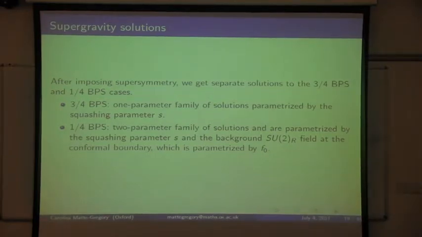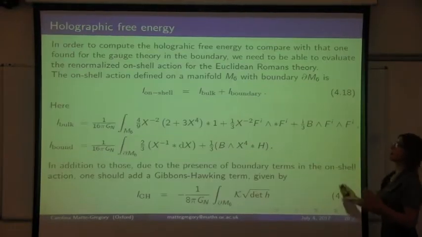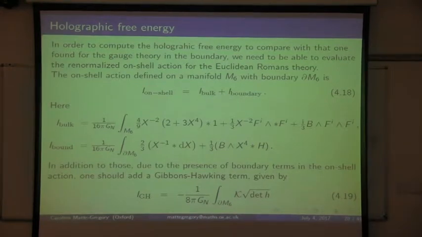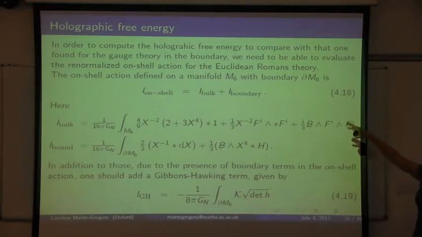Right, so you can get there and you can get your solutions to the supergravity. But to then be able to compare, you have to actually compute the BPS quantities. So that's what we do. Here in this case, we're doing the free energy, again, the holographic free energy. And to compute this holographic free energy, we have to be able to evaluate the renormalized on-shell action.